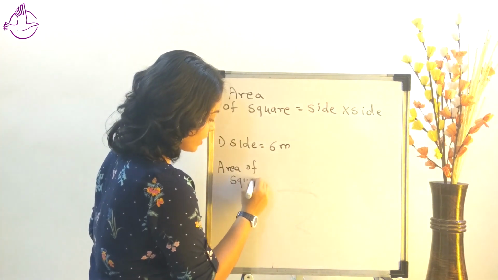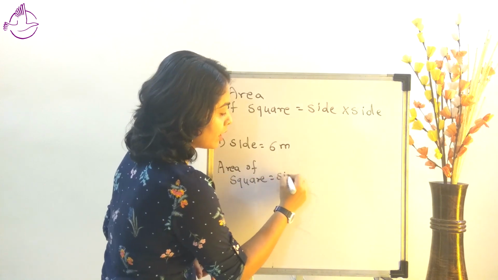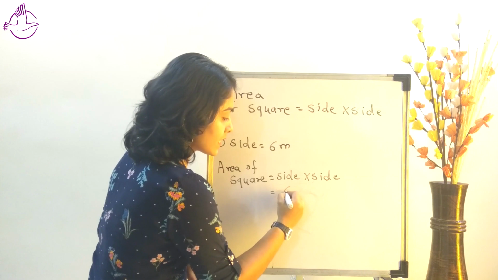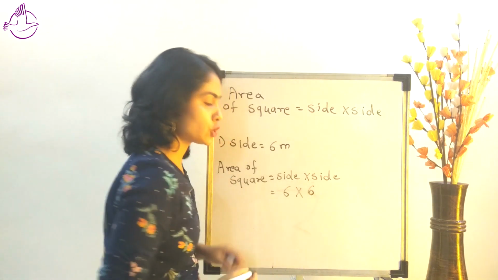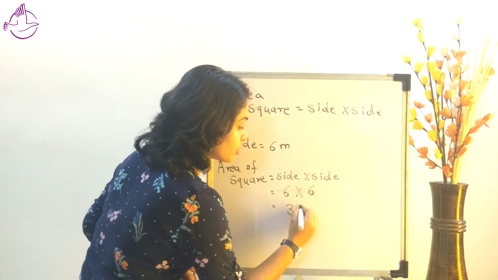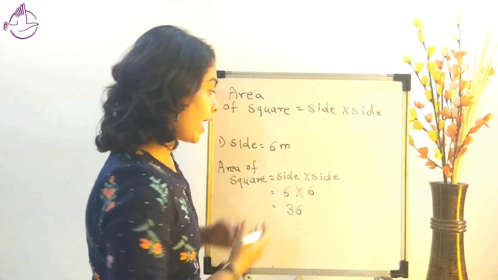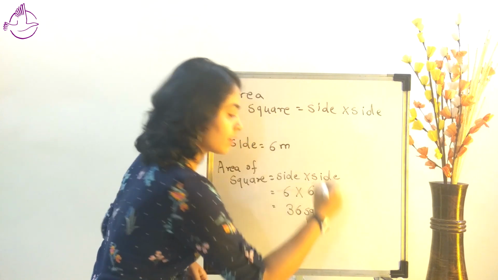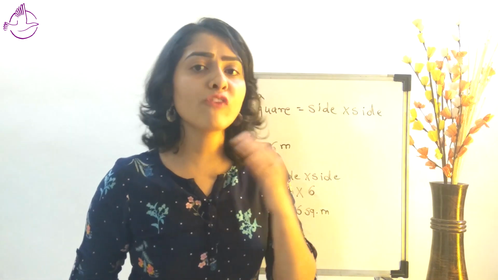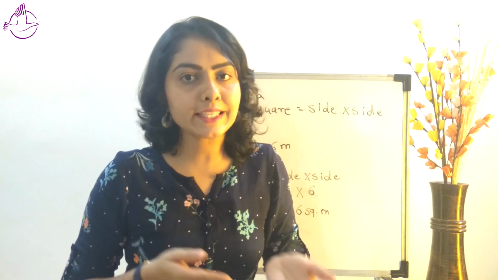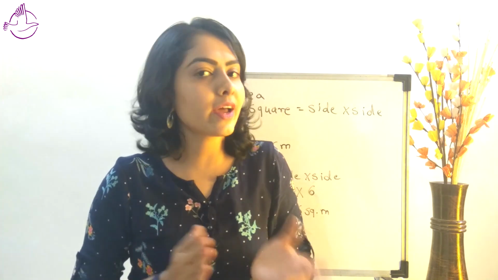Area of square is equal to side multiplied by side. 6 multiplied by 6. Just put in the values. 6 multiplied by 6 is 36, and the unit is square meter. While measuring the area of any space, we have to add square before its unit. For example, square meter or square centimeter.